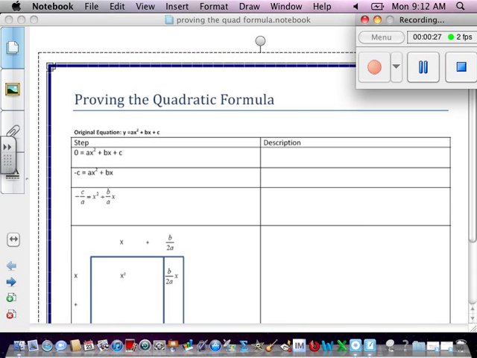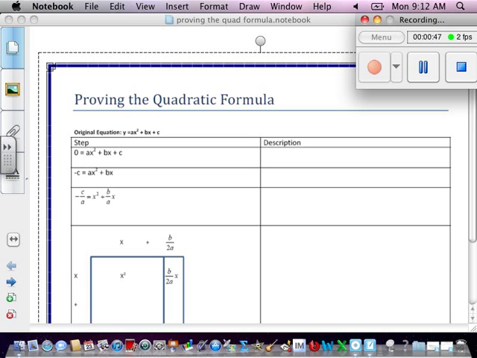So we're going to talk about how to solve my equation using completing the square to come up with a perfect formula, which will work every single time for finding the roots or the x-intercepts. Okay, we went from y equals ax squared plus bx plus c, to 0 equals ax squared plus bx plus c.